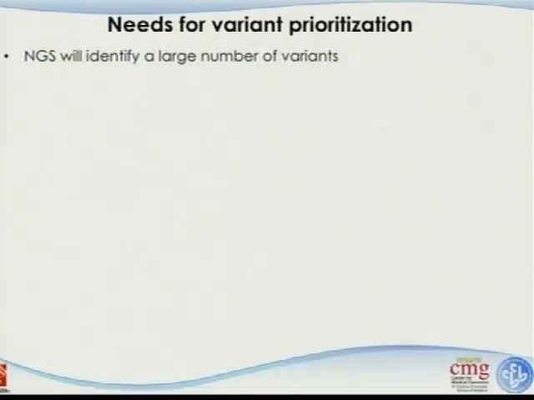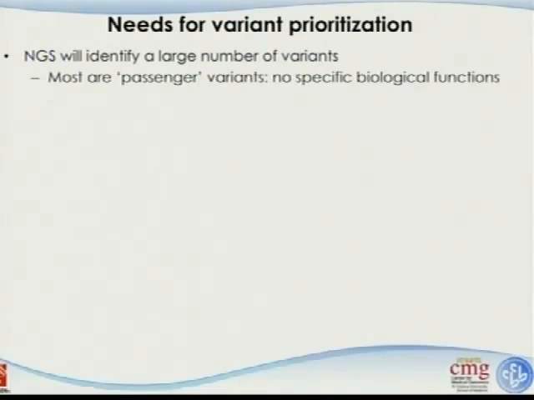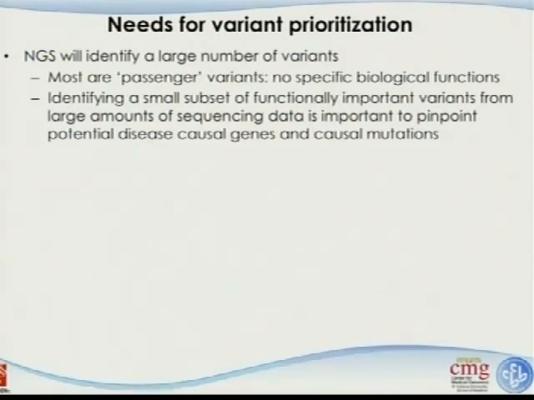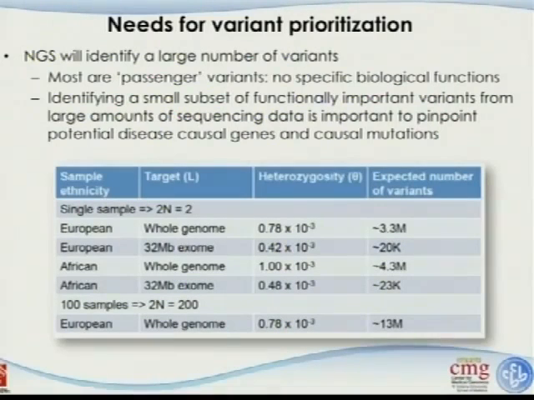Okay, for the prioritization part, the need for variant prioritization is really important, because next generation sequencing will identify a large number of variants, okay? And most of them are passenger variants. There are no specific biological functions. It will identify a small subset of functionally important variants from a large amount of sequencing data. It's important to pinpoint potential disease-causing genes and causal mutations.